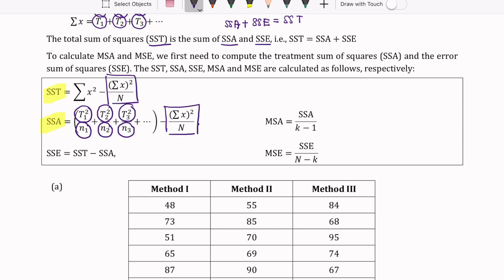And simply we have SSE or error sum of square equal to total sum of square minus treatment sum of square. Mean square treatment or MSA is given by treatment sum of square divided by K minus 1, and error mean square MSE is given by SSE divided by N minus K.